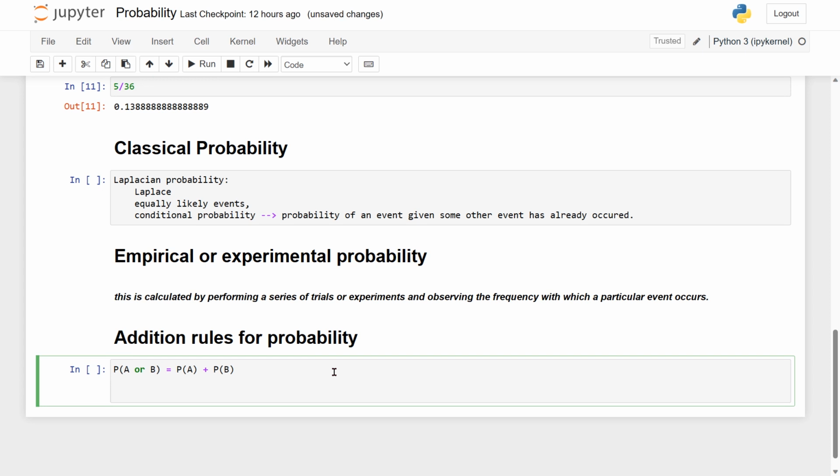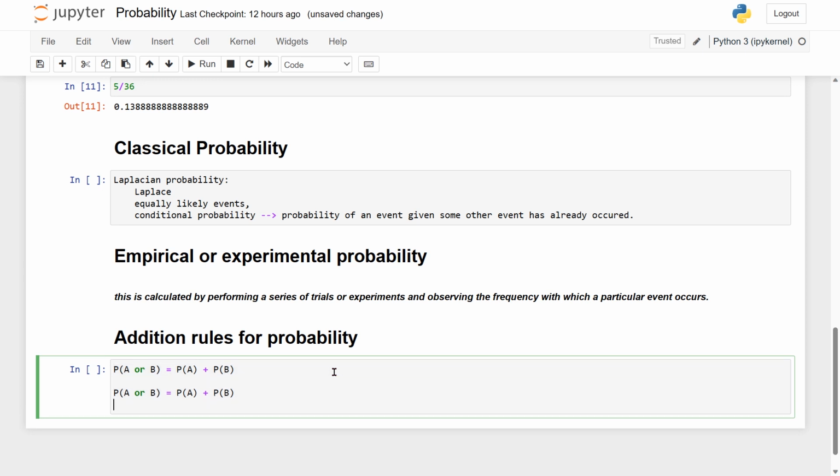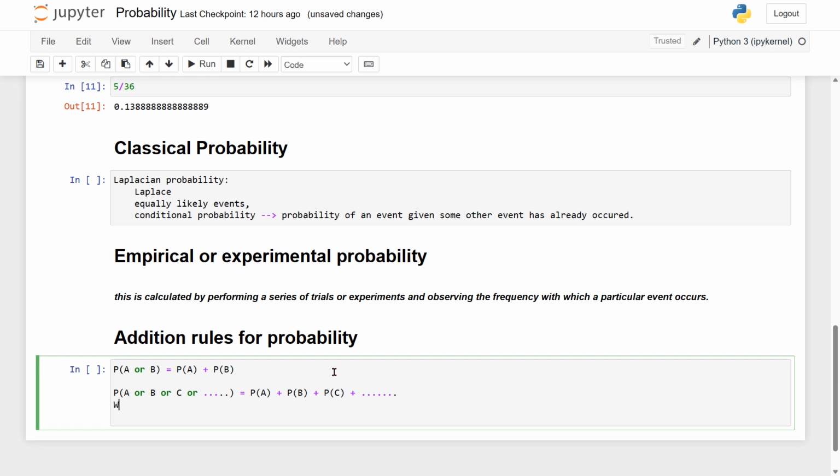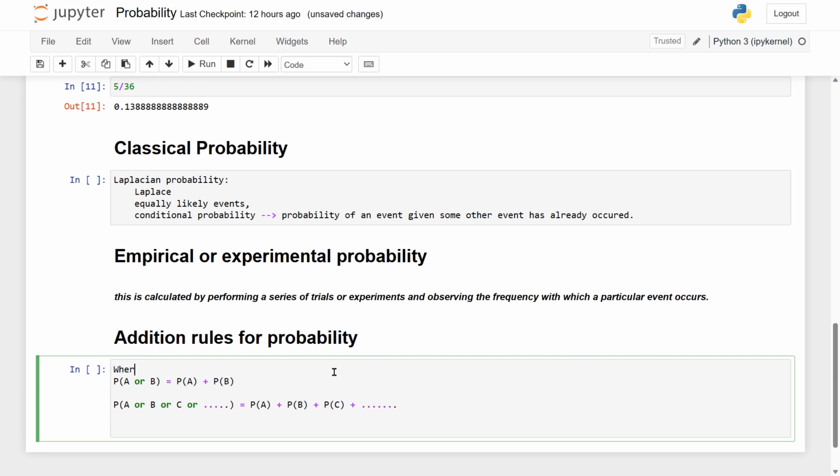Now, if there are more than two events, then the formula can be extended: P of A or B or C and so on is P of A plus P of B plus P of C and so on, where A, B, C and so on are mutually exclusive events.